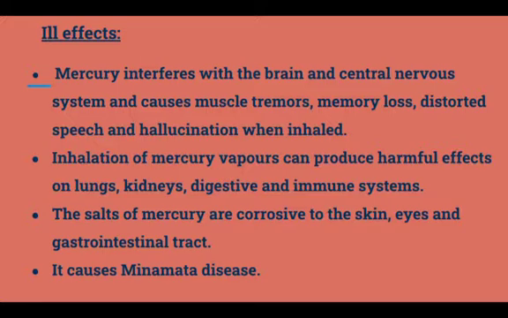Now ill effects. Mercury interferes with the brain and central nervous system and causes muscle tremors, memory loss, distorted speech and hallucination when inhaled. Hallucination is a perception of having seen, heard, touched, tasted, etc. You feel like you have tasted, you feel like you have touched, you have been called. That perception is called hallucination. So mercury affects your brain and central nervous system directly and it can lead to memory loss, muscle tremors, distorted speech, hallucination, etc.